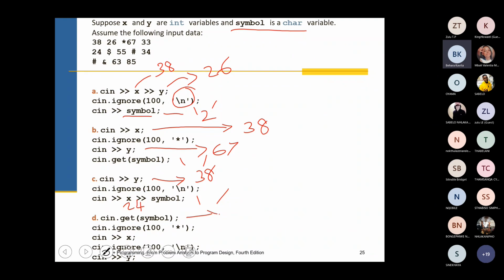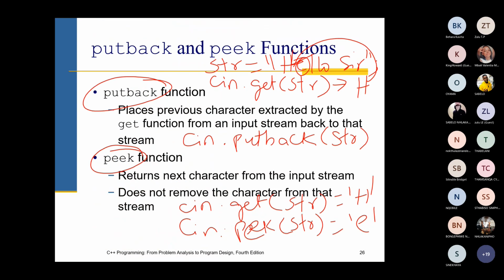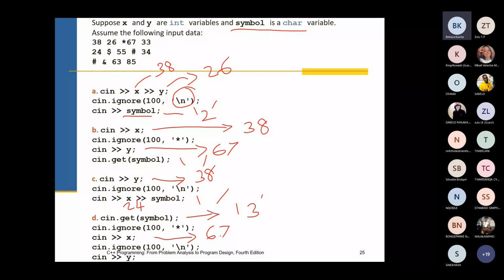Okay, here cin.get. So you are going to get a value of 3. Am I right? Yes. Ignore up to star. What will be my X value? 67. Then you got your ignore function. After 67, ignore up until the new line character. So obviously up until where you are going to 33. So my Y value is going to be 24. Is that clear? Yes.